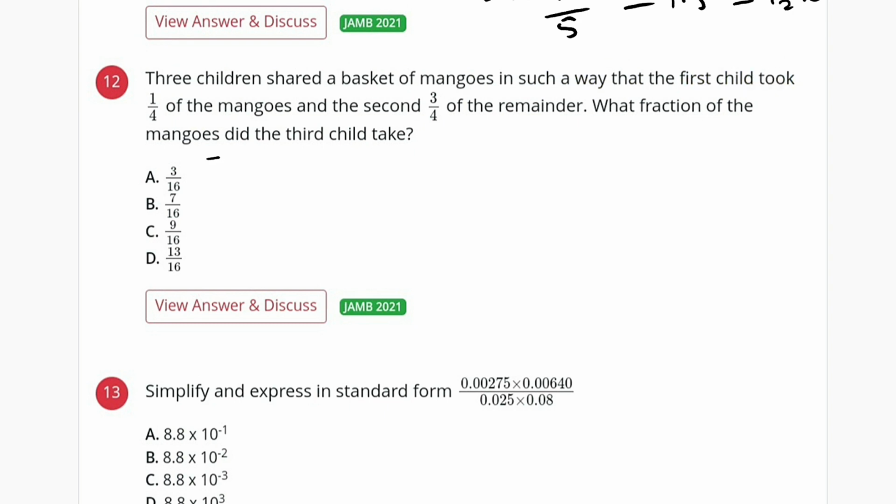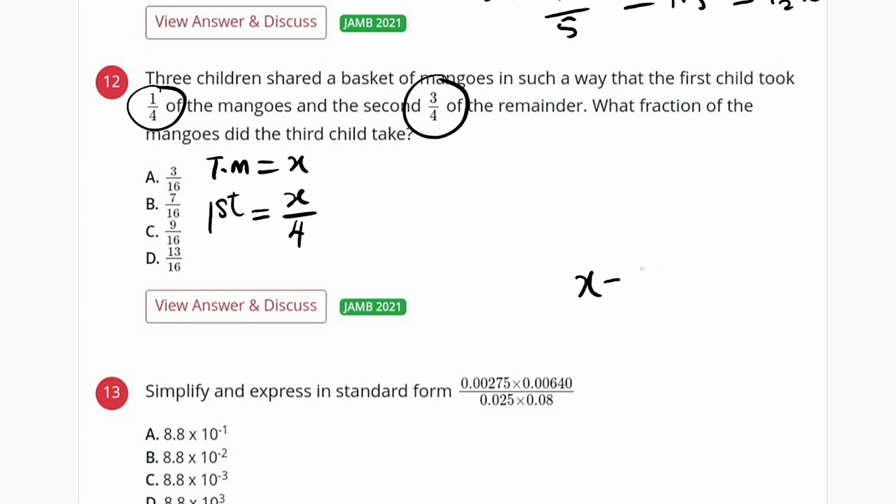So let me say that the total number of mangoes equals x. The first child has taken 1 over 4 of this total, which is 1 over 4 times x, which is x divided by 4. So let us find out the remainder before we consider what the second child has gotten. It is going to be x, the total number, minus what the first child has taken, x divided by 4. And this is 4 times x. 4x minus x is 3x divided by 4. So this is the remainder.